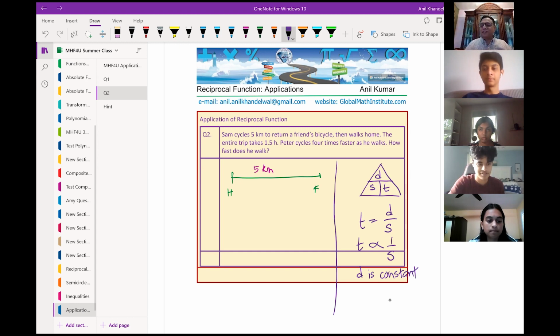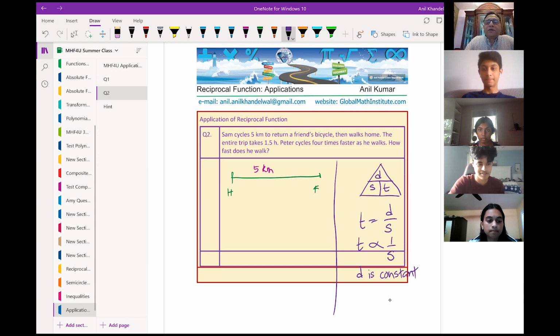Time is inversely proportional, and therefore, if you write it as an equation, you have to multiply by a constant. In this case, that is the distance. But you see speed coming in the denominator, that means a reciprocal function. The variable is now in the denominator. Perfect.